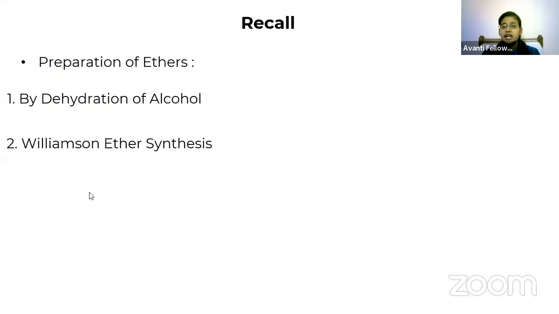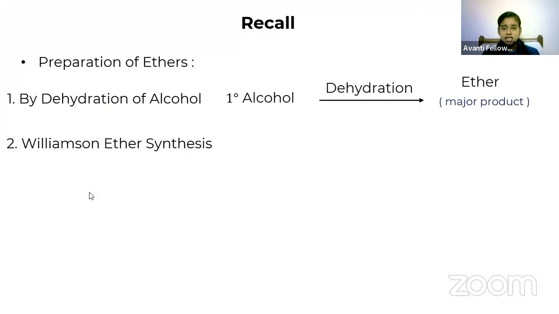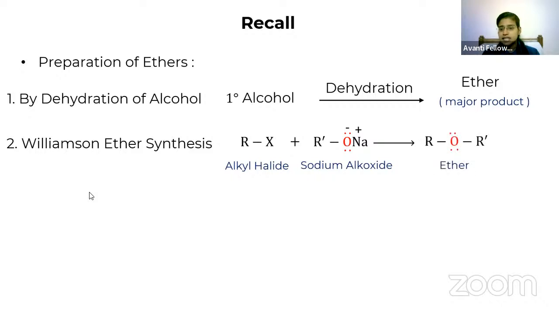The first one is by dehydration of alcohol, and the second is Williamson ether synthesis. In dehydration of alcohol, we took a primary alcohol and used some dehydrating agents, and that undergoes dehydration and leads to the formation of ether. Coming to Williamson synthesis, we take an alkyl halide and treat it with sodium alkoxide or some other alkoxide, and they follow the SN2 mechanism to form the ether. These are the two methods of preparation we studied in yesterday's session.